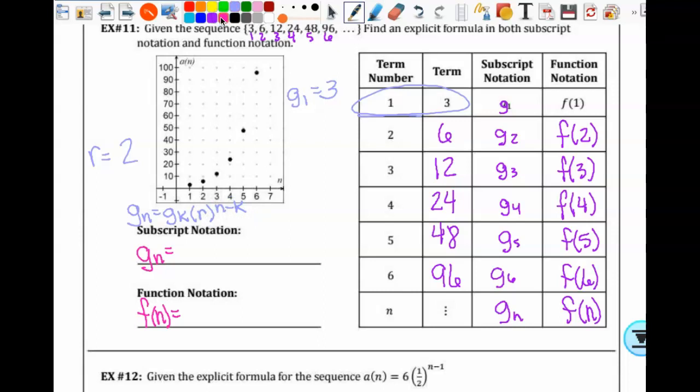So G sub n, what is G sub k? What are we going to use? 3 times 2 to the n minus 1 power. Okay. Can I go ahead and multiply 3 times 2 just to simplify that? No, totally illegal, don't do that.